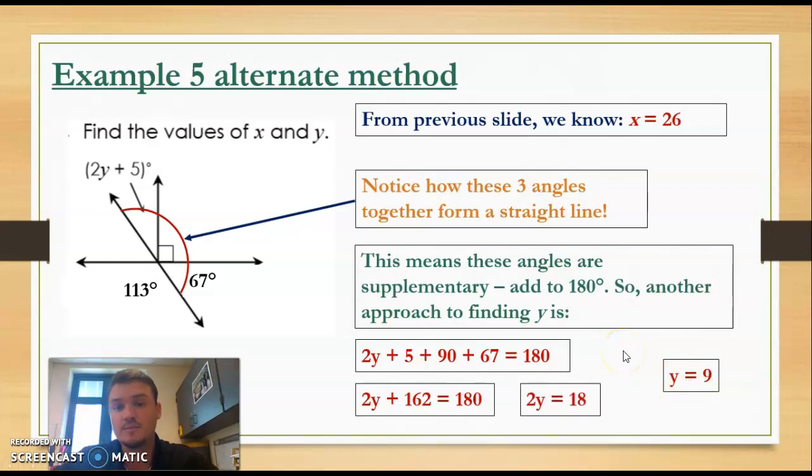So this example may be a little bit more complex, but we're still using all the same ideas: vertical angles are equal or congruent, and then a linear pair, or angles that form a straight line, have to add up to 180 degrees.